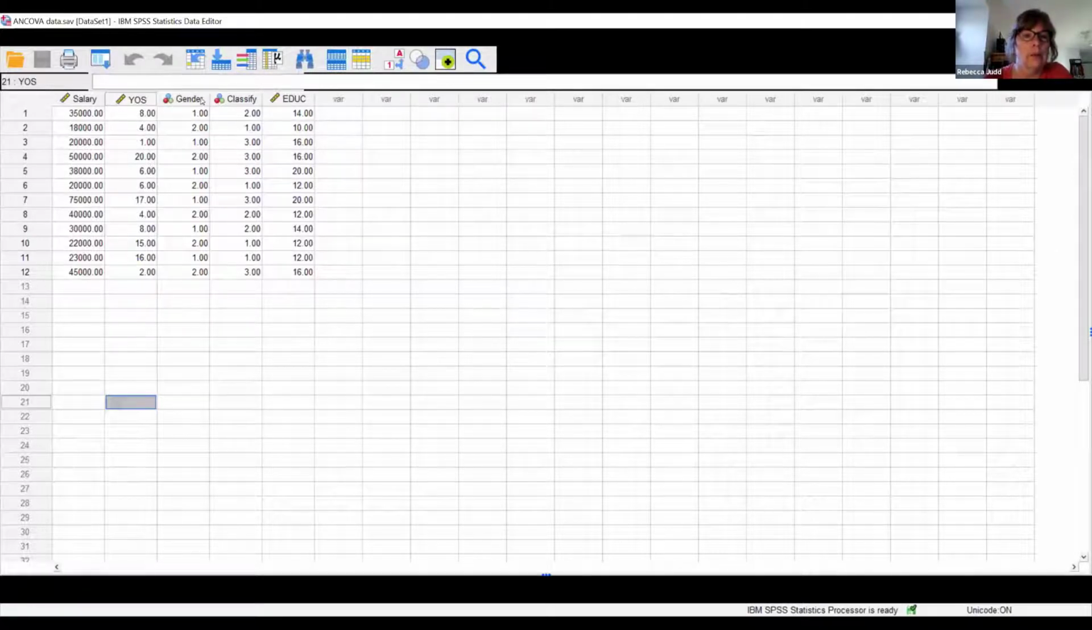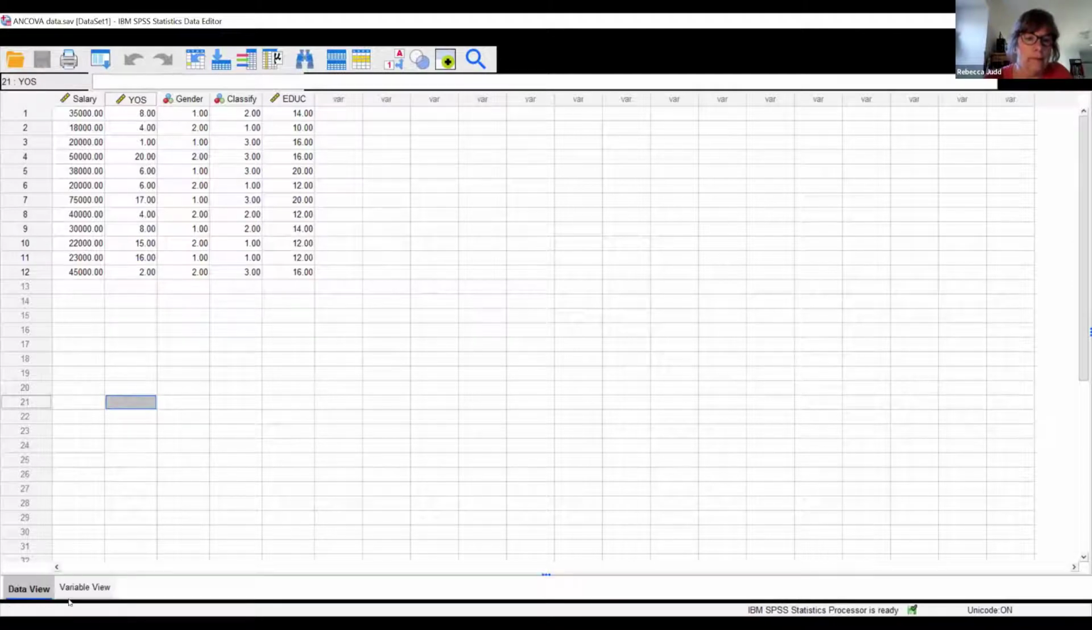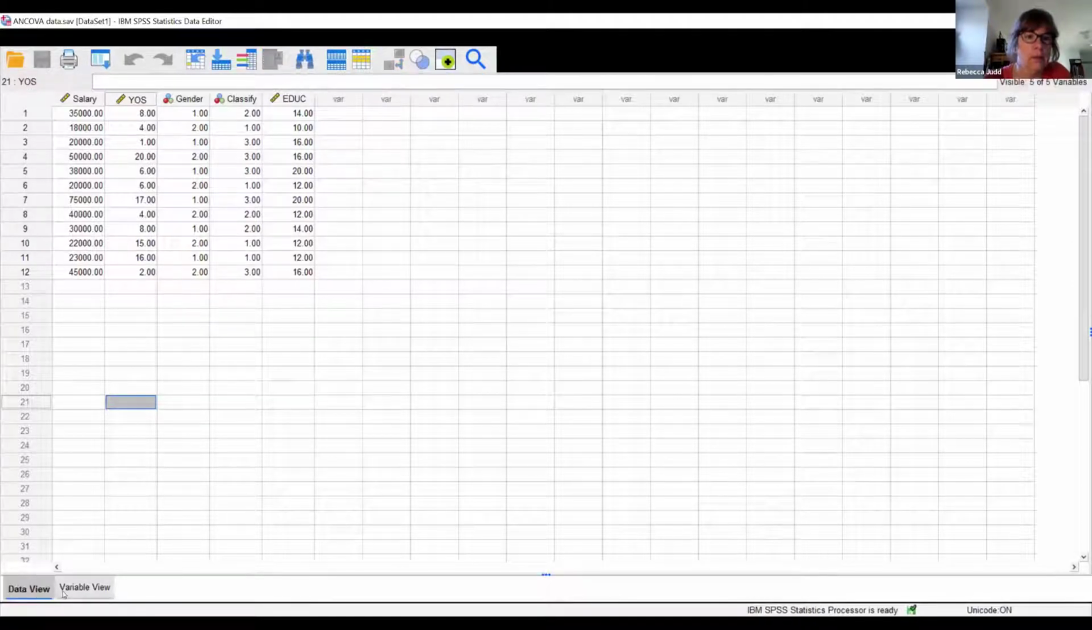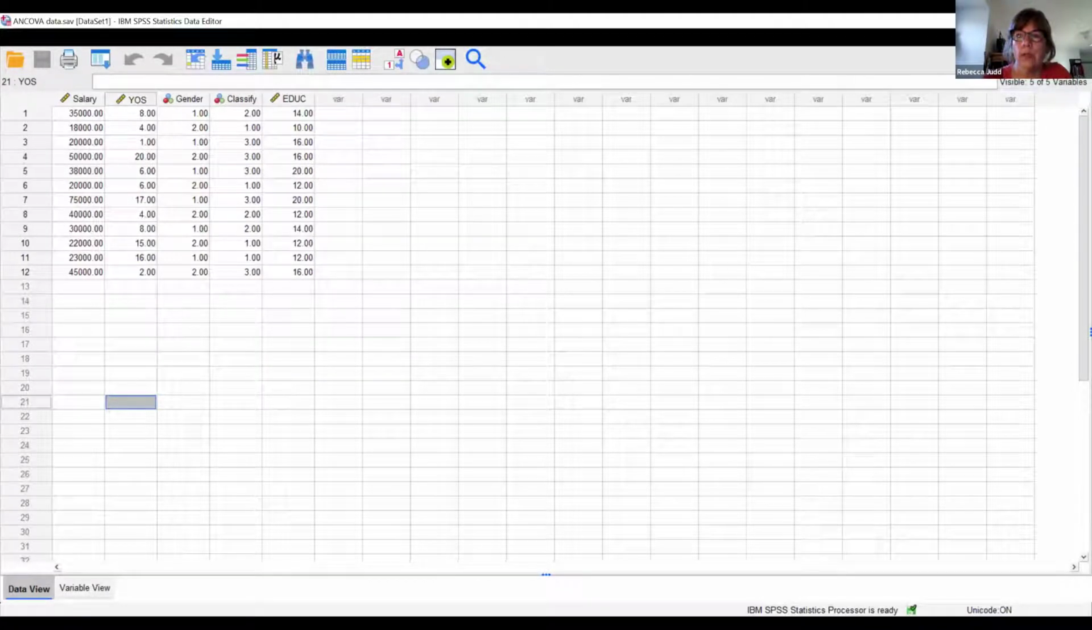I cannot find, for some reason, I don't have all of my toolbars that I can see.